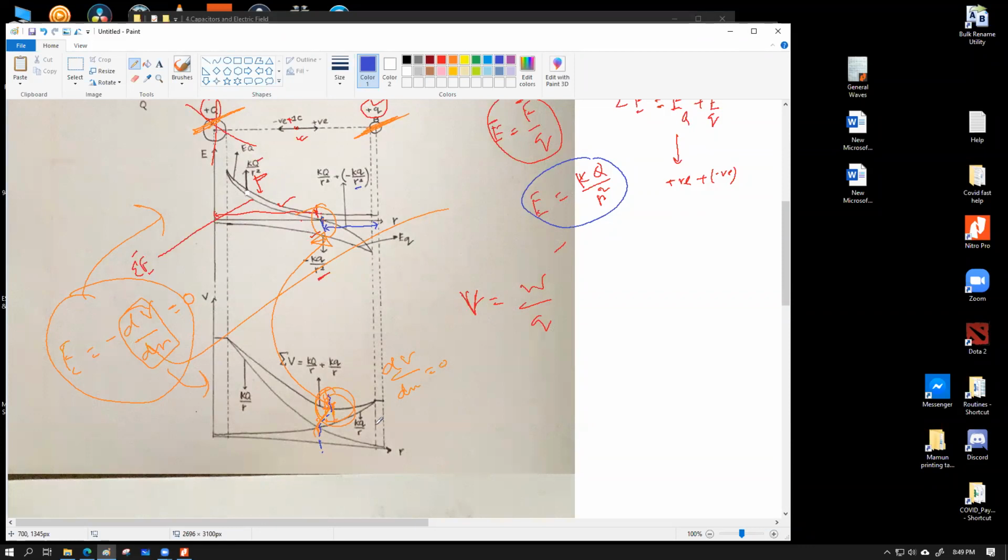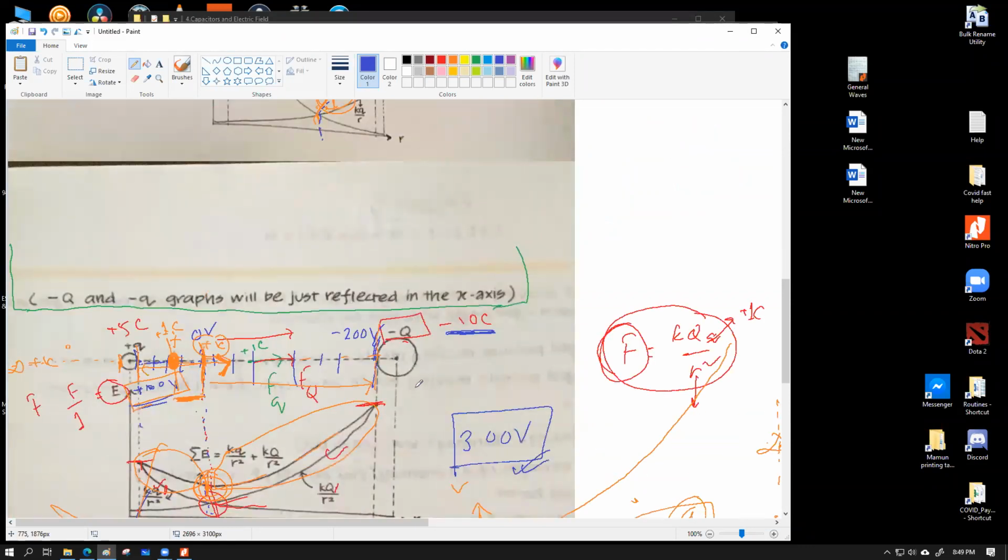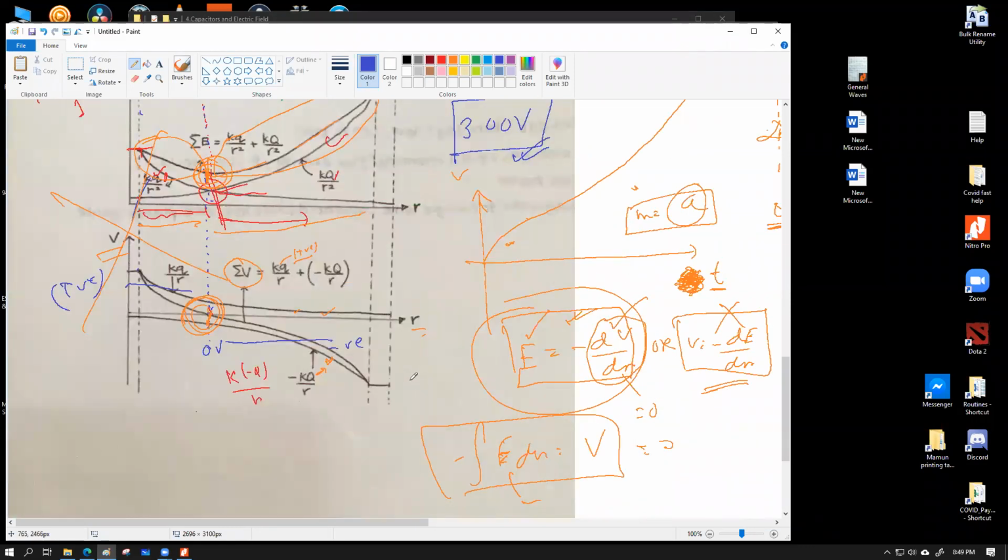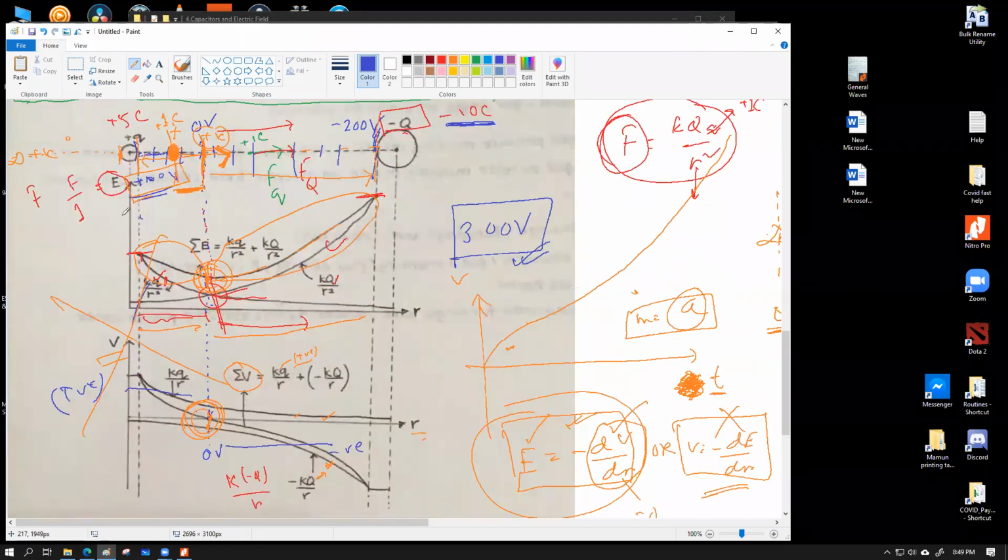But in cases where your VR graph does not have a point of inflection, for example, for this case, where your two charges were opposite in their type, one was positive charge, another was negative charge, you do not have a point of inflection. So you cannot apply that same logic vice versa.